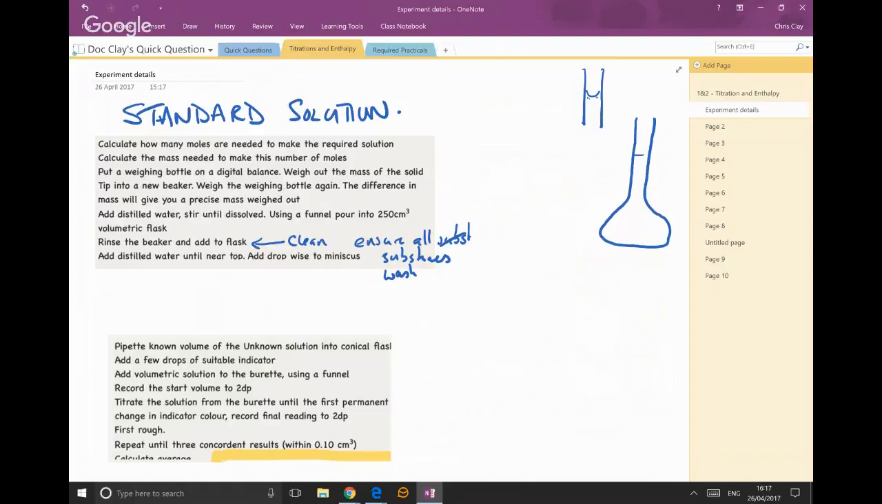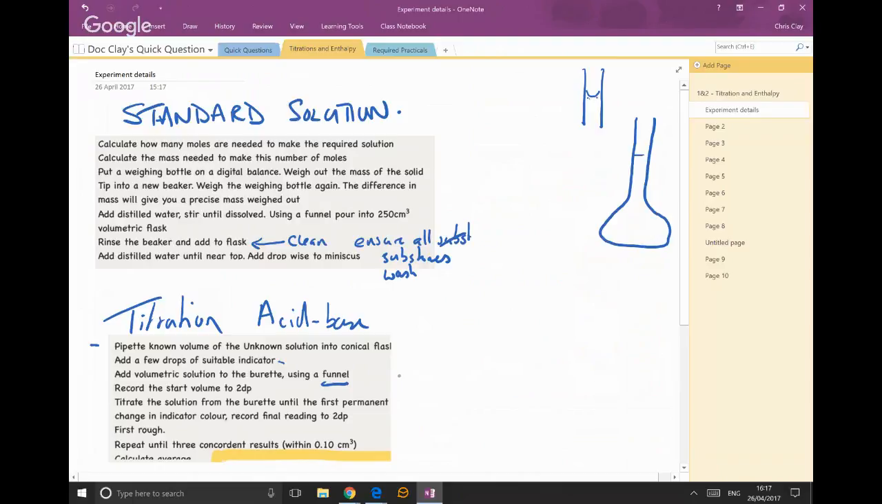Then if we want to do a titration, we have to use certain bits of kit. We need to use pipettes to measure out exact volumes of solution and transfer them into conical flasks. You're always going to use an indicator. These are acid-base titrations here. You, of course, saw redox titrations last year. You're going to add the solution to the burette using a funnel. That's going to avoid spillages here. Record the start volume to 2 dp.